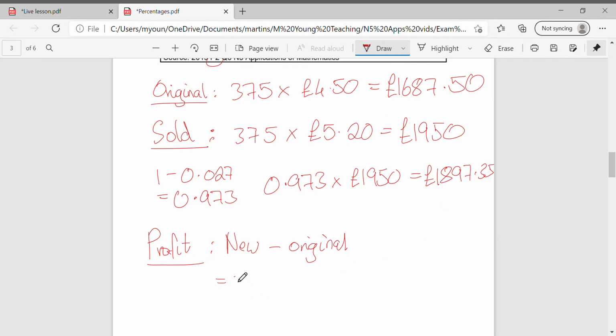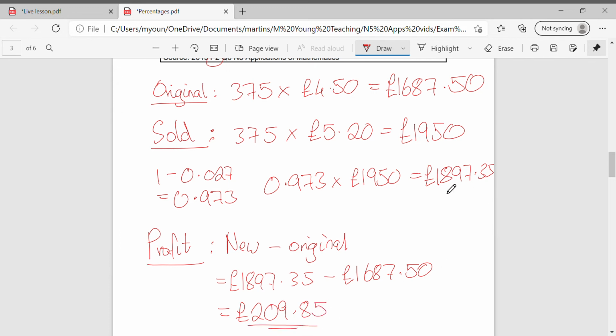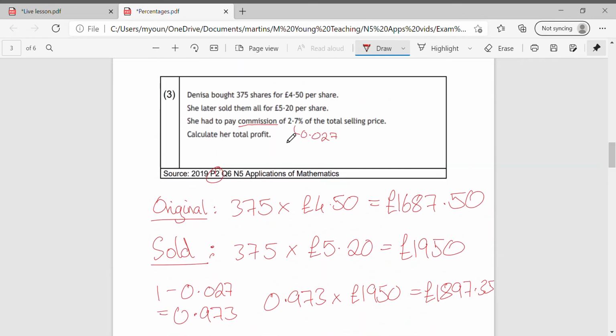So 1897.35, take away the original, 1687.50. Okay, in the calculator, take away 1687.50. So I'm getting that the profit she made was 209.85. Okay, so only just the one wee bit of percentages in there, but just make sure you're comfortable with words like commission. It's something that you pay, and you're comfortable with profit because that's the extra money that you make.